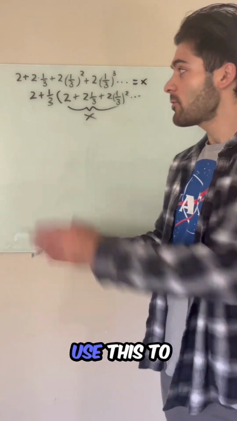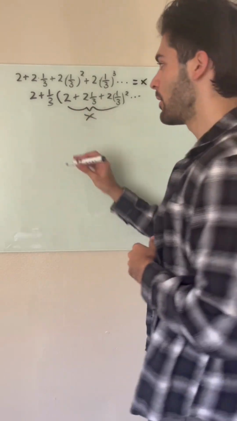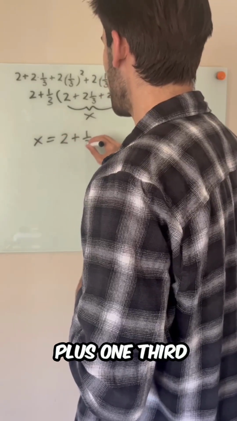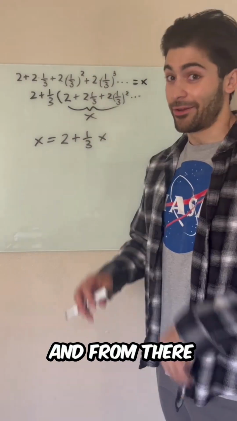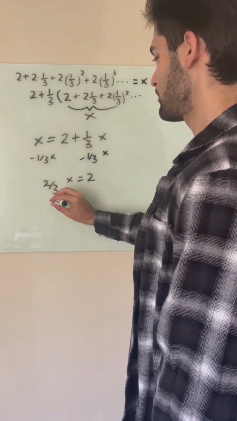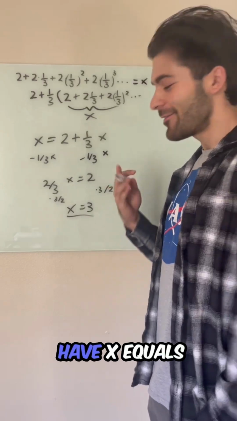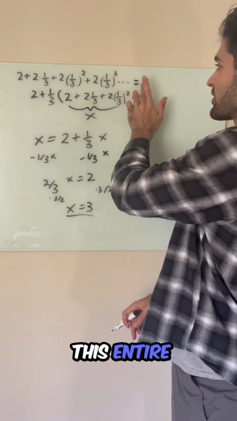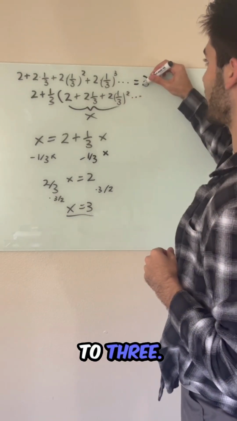So what I can do is use this to create an equation, x equals 2 plus 1/3 times x. And from there, I can go ahead and solve for it pretty easily. And then we have x equals 3. In other words, this entire geometric sum is equal to 3.